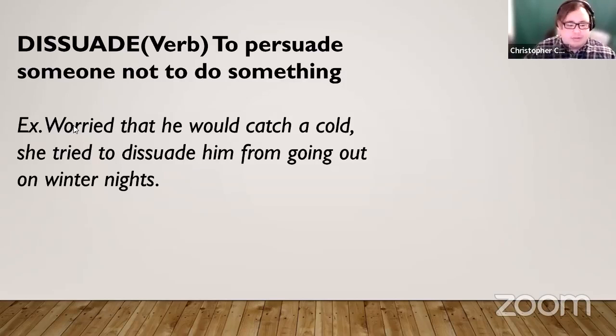The example I have is, worried that he would catch a cold, she tried to dissuade him from going out on winter nights. It's like, don't do that. You're going to get sick. You're going to have issues. You're going to feel very bad. You're going to be on the couch. You're going to need soup or medicine. So she tried to convince him not to go outside because she's afraid he'll catch a cold. Does that make sense?